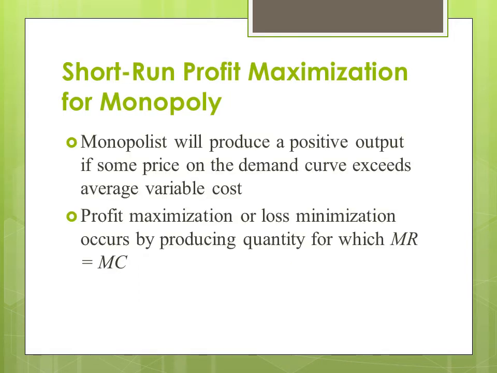Short-run profit maximization for monopoly. Monopolist will produce a positive output if some price on the demand curve exceeds average variable cost. So when the firm's price is greater than average variable cost, at that point the firm is producing positive output, or you can say maximum profit or abnormal profit. Here the firm earns abnormal profit. Profit maximization or loss minimization occurs at the point where MC equals MR.